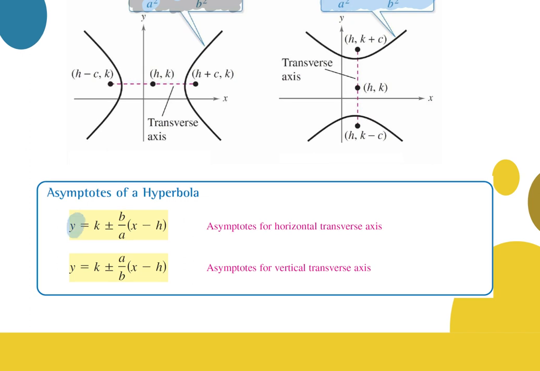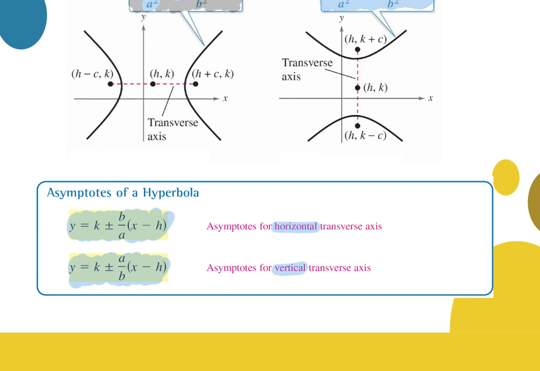Also, as a reminder, the asymptotes of the hyperbolas, if they are horizontal, are k plus or minus b over a, times x minus h. That's the difference between horizontal and vertical. And then if it's vertical, it's k plus or minus a over b, x minus h. So again, that's if it's vertical.